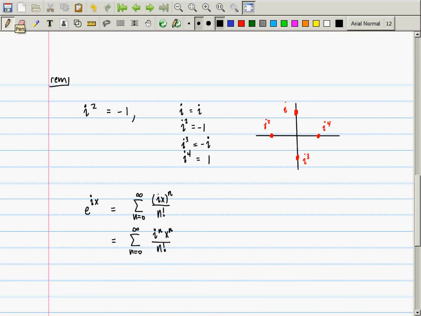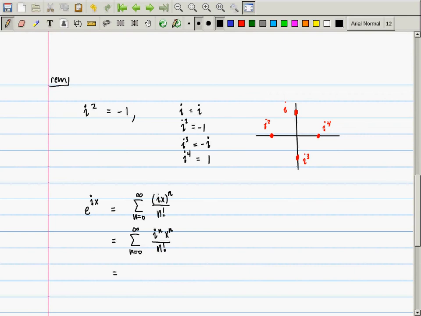Now let's try to imagine what's going to happen here. On the one hand, you have this x to the n over n factorial, which behaves like the exponential e to the x. On the other hand, you have this I to the n. You keep raising I to successive powers, and you rotate through this succession: I, then negative 1, then negative I, then positive 1, and then I again, and so on. Let's try and see what happens if we do this.